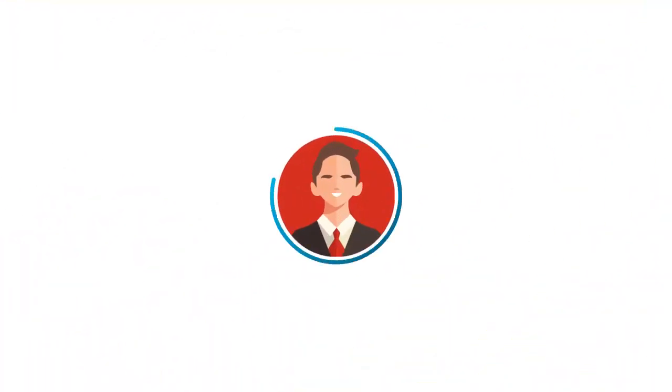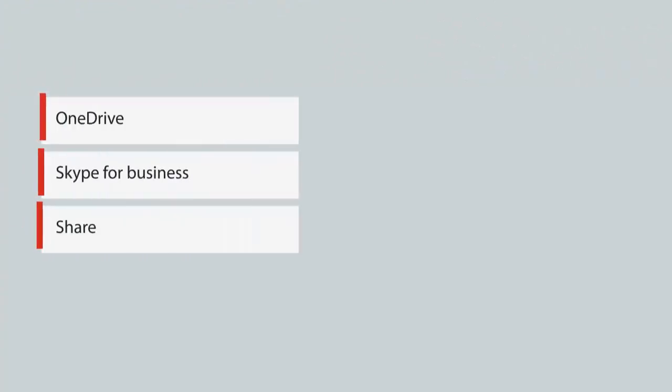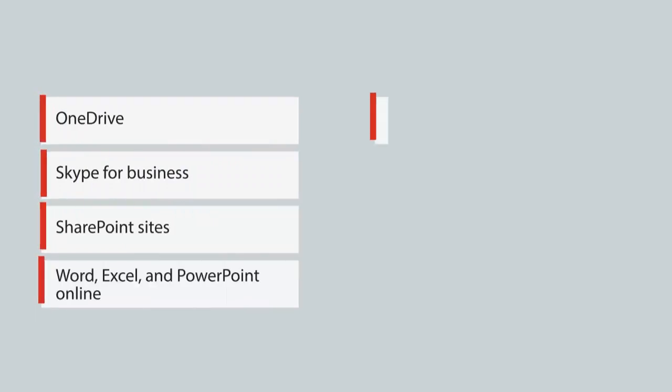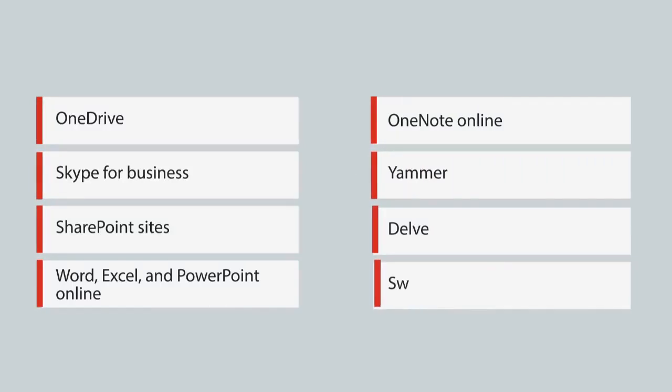Finally, once you achieve a readiness score of 90% or more, you will receive a certificate of course completion from uCertify. Upon course completion, you will gain skills to work on OneDrive, Skype for Business, SharePoint sites, Word, Excel, and PowerPoint online, OneNote online, Yammer, Delve, and Sway.